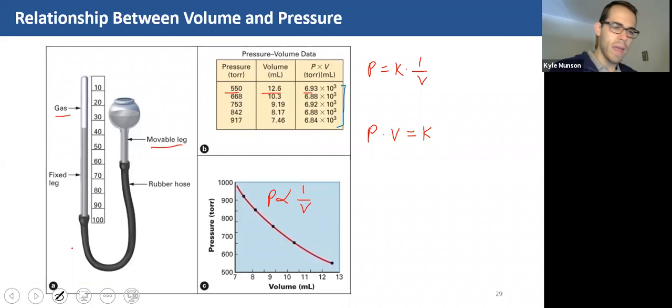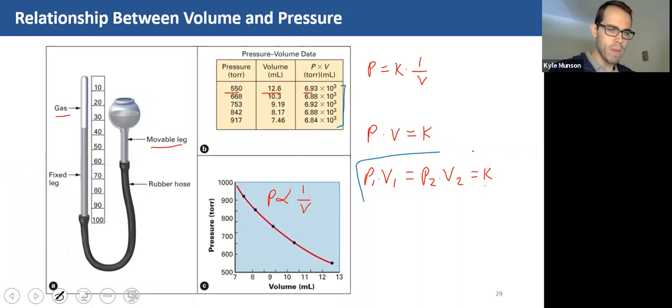So I can rewrite this then as P1 V1 is equal to P2 V2. Which again, for any given pressure and volume, if I change the pressure and volume, the product of the two will be that constant K, roughly. And this is Boyle's law. Okay, and this is what we're going to be using to solve problems together.